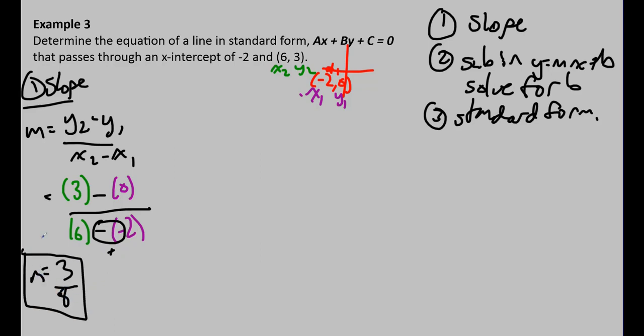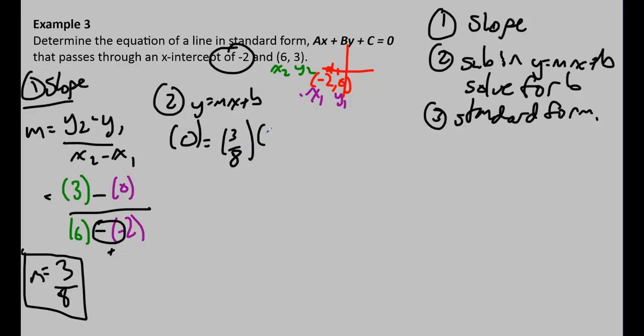So that is my slope. And then I'm going to sub in to y equals mx plus b. So I'm going to choose the x-intercept value because it's got a 0, which is nice. So 0 is equal to my slope of 3 over 8 times negative 2, which was my x value, plus b because I'm solving for b.